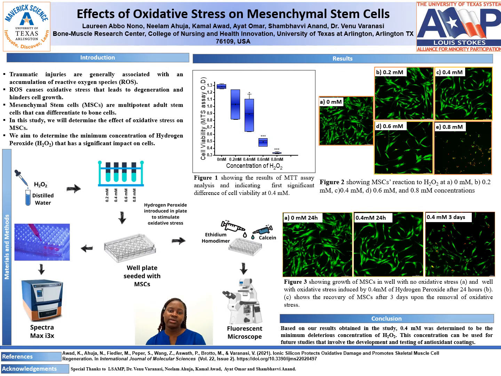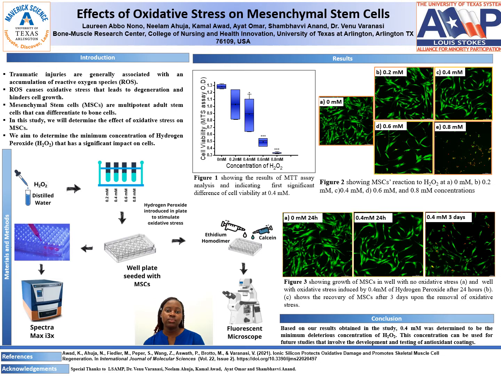To give you a little background on my subject, traumatic injuries, especially bone traumatic injuries, are generally associated with an accumulation of reactive oxygen species, which are also known as ROS. This ROS causes oxidative stress at the site of injury, which leads to the degeneration of the cells and hinders their growth. We use mesenchymal stem cells because they are multipotent adult stem cells that can differentiate into bone cells.